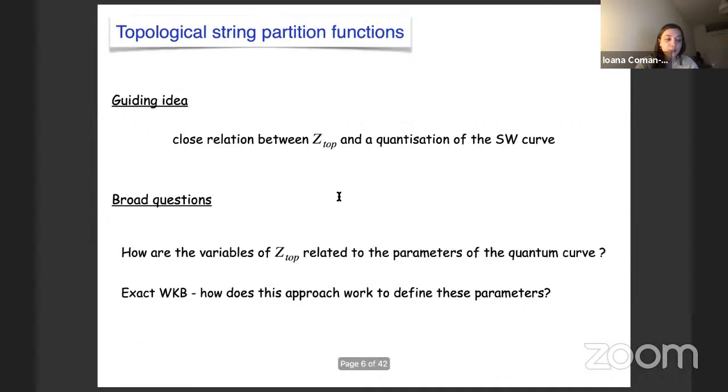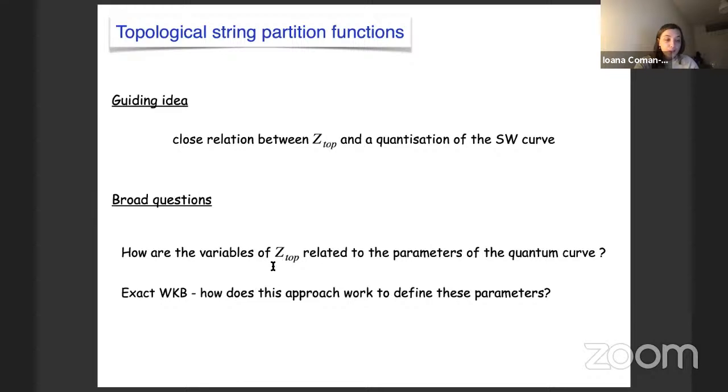So let me now outline the guiding idea towards this picture and then schematically mention the steps to get there. So all of this follows from a close relation mathematically between the topological string partition functions and a quantization of the Seiberg-Witten curves, which characterize the gauge theory. And there are different points of view possible here, but I will follow the one through isomonodromy, that refers to isomonodromic deformations of these quantum curves.